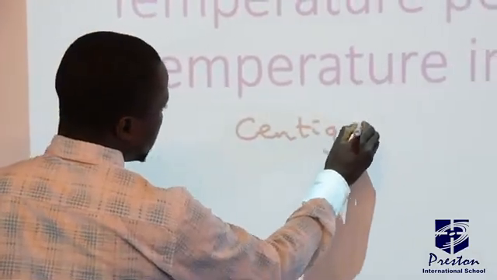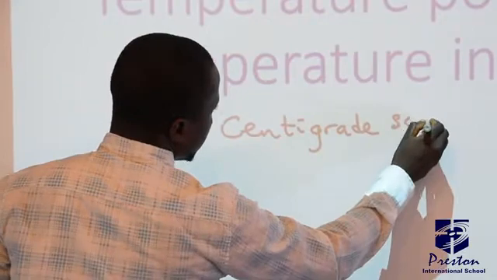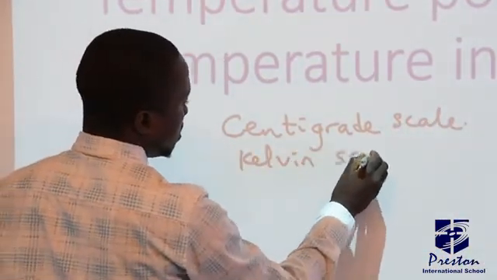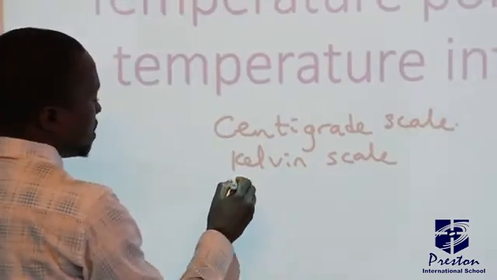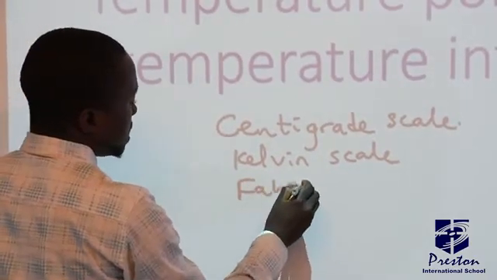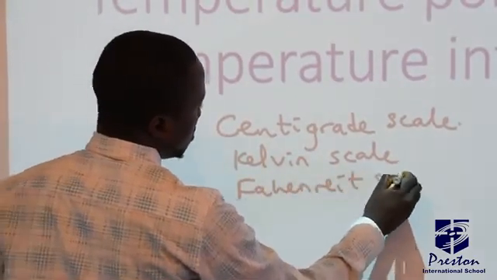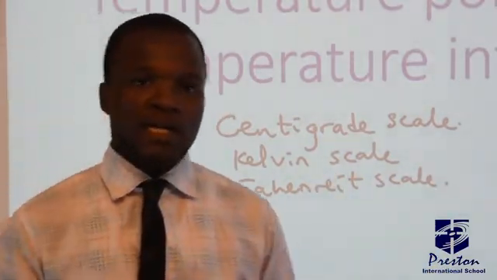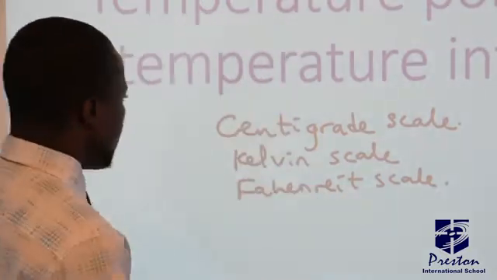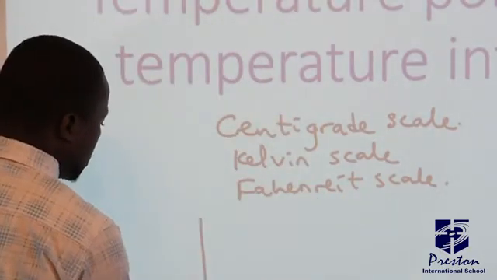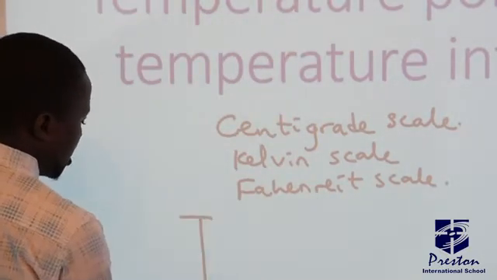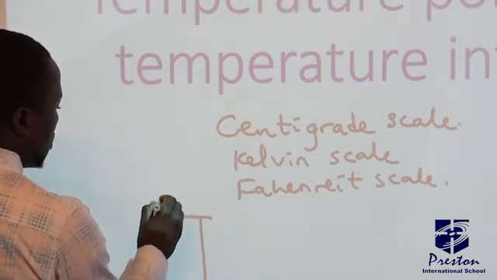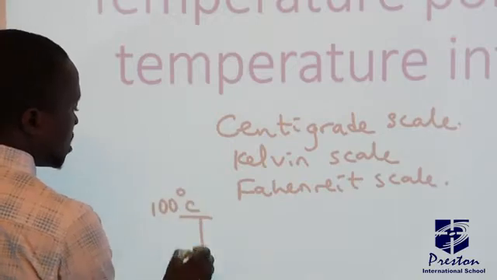Let me first give you the types of scale you can have. You can have the centigrade scale, the Kelvin scale, and also the Fahrenheit scale. Each one of them has its own fixed point, its own temperature point. For the centigrade scale, look at me: at this point, this is 0 degrees Celsius. That's the lower fixed point. And for the upper fixed point, you have 100 degrees Celsius.